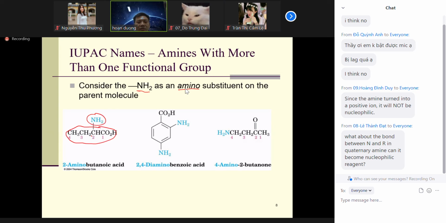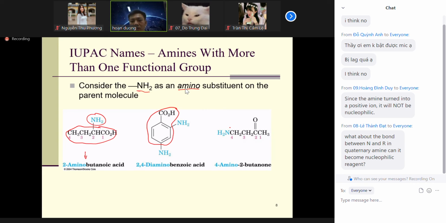It's on the second carbon, and that's why we have 2-aminobutanoic acid. Okay, and you can see here no space, right? No space. And here's the same, and here's called the parent, or we say the mother molecule, and these are substituents. We say 2,4-diaminobenzoic acid. All right, good.